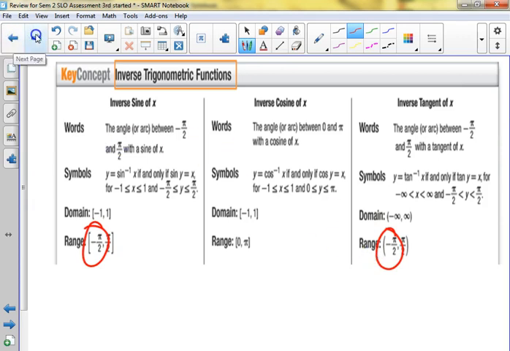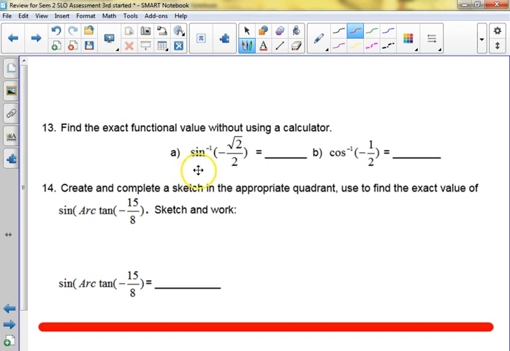Okay. So, here's the first question. Inverse sine. Where is the sine negative square root of 2 over 2? Okay, it's in quadrant 4 at 7 pi over 4. Can you call it 7 pi over 4? No. You're going to call it negative pi over 4. Okay, where's the cosine negative 1/2?